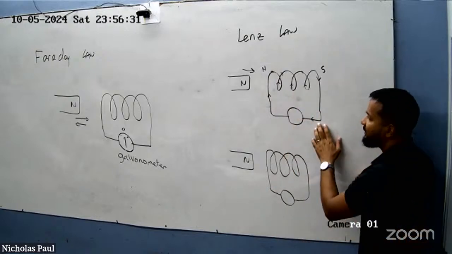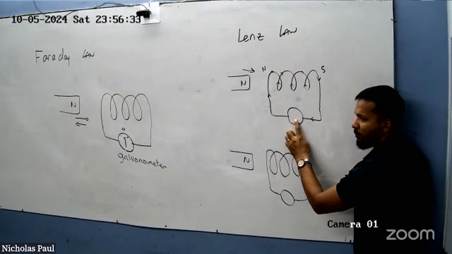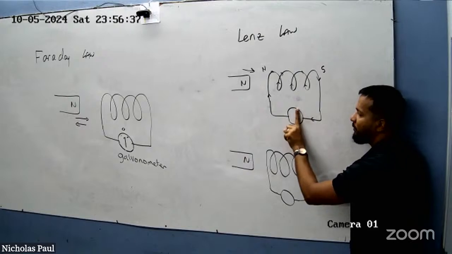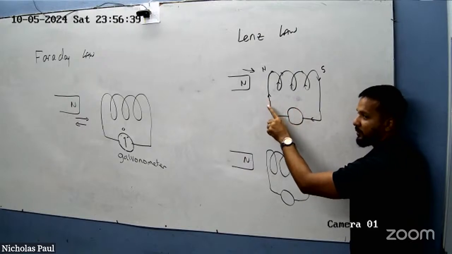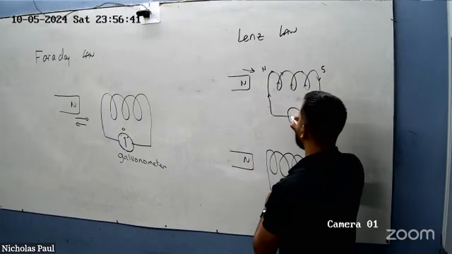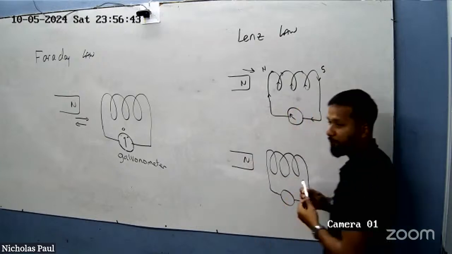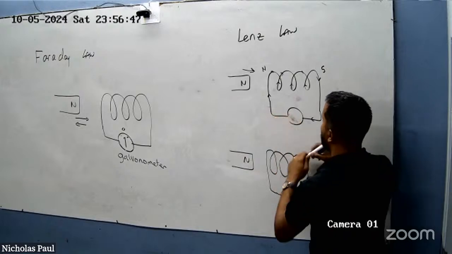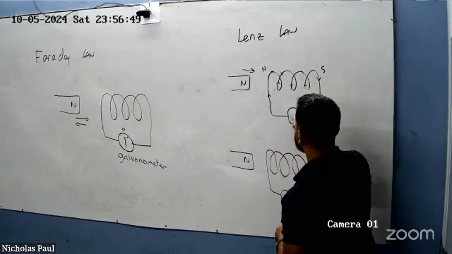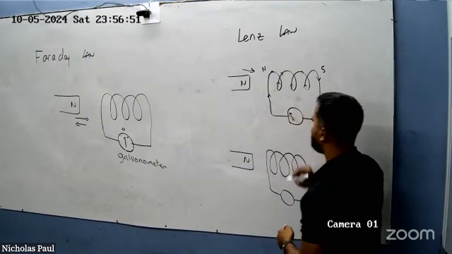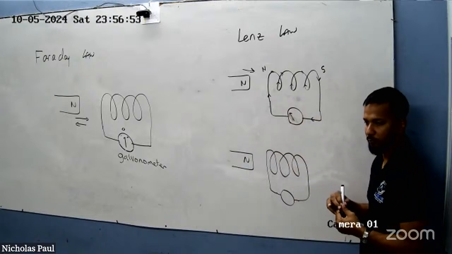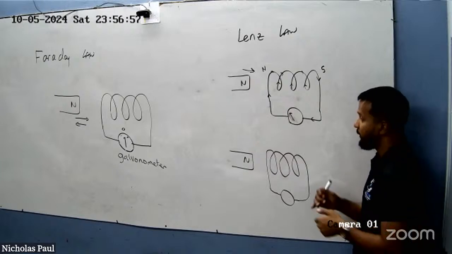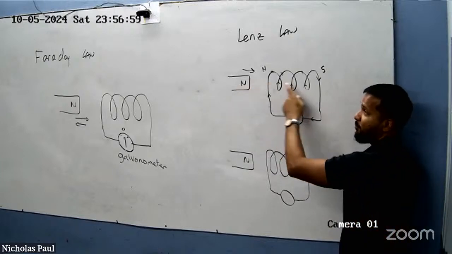So you have to learn now how the galvanometer will behave. The galvanometer arrow always follows the direction of current. So it's going to go this way here. The galvanometer always follows the direction of current, so it will go in that direction. Okay with that? So that is when the magnet moves in.